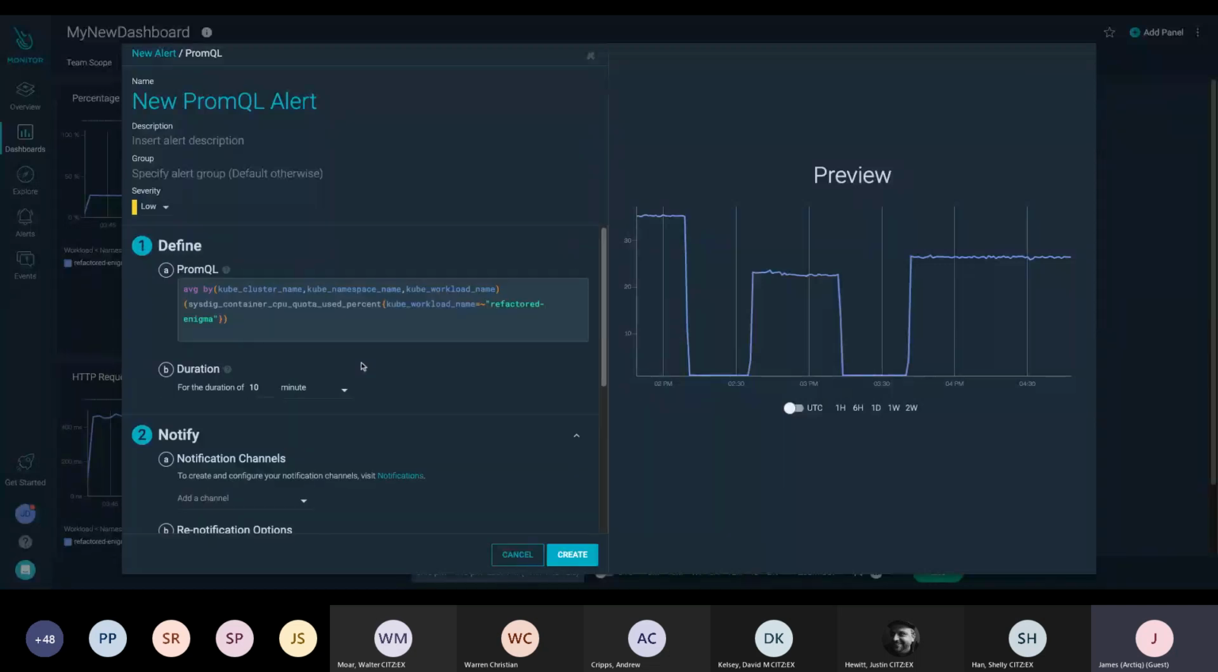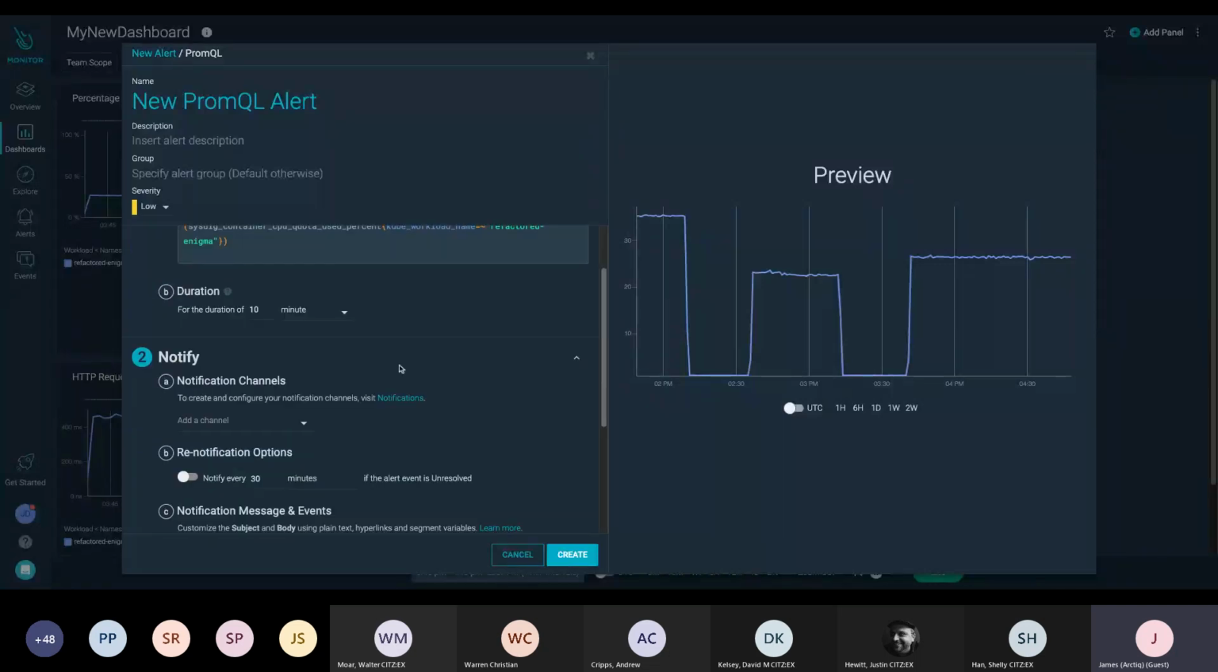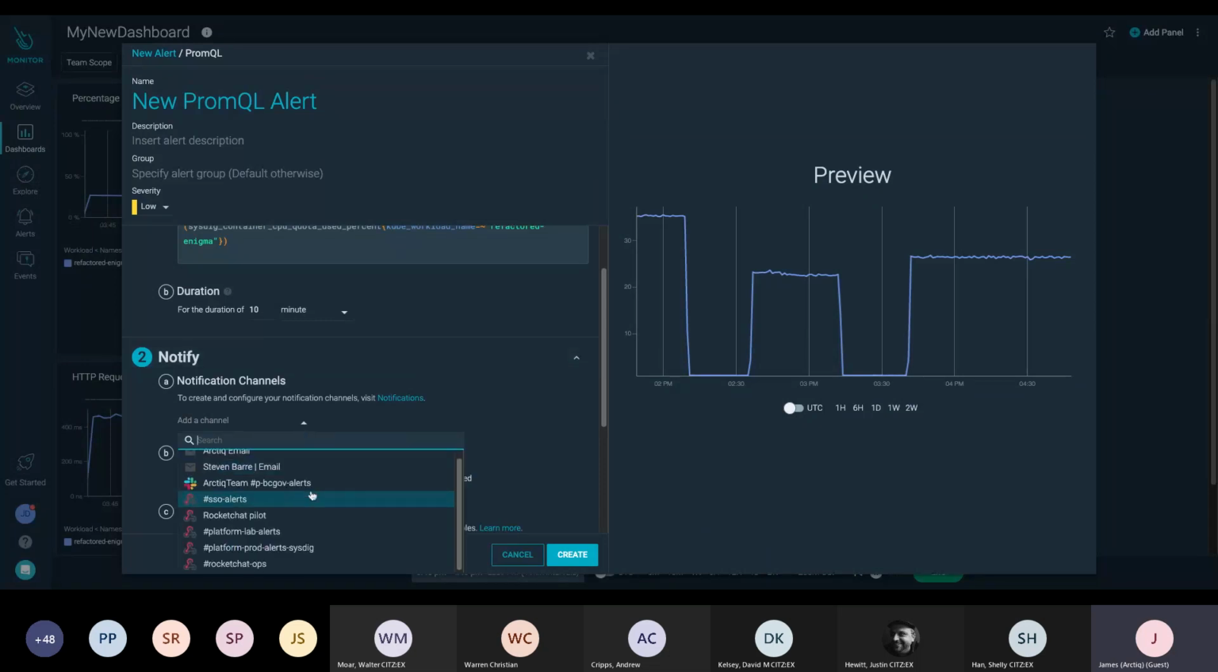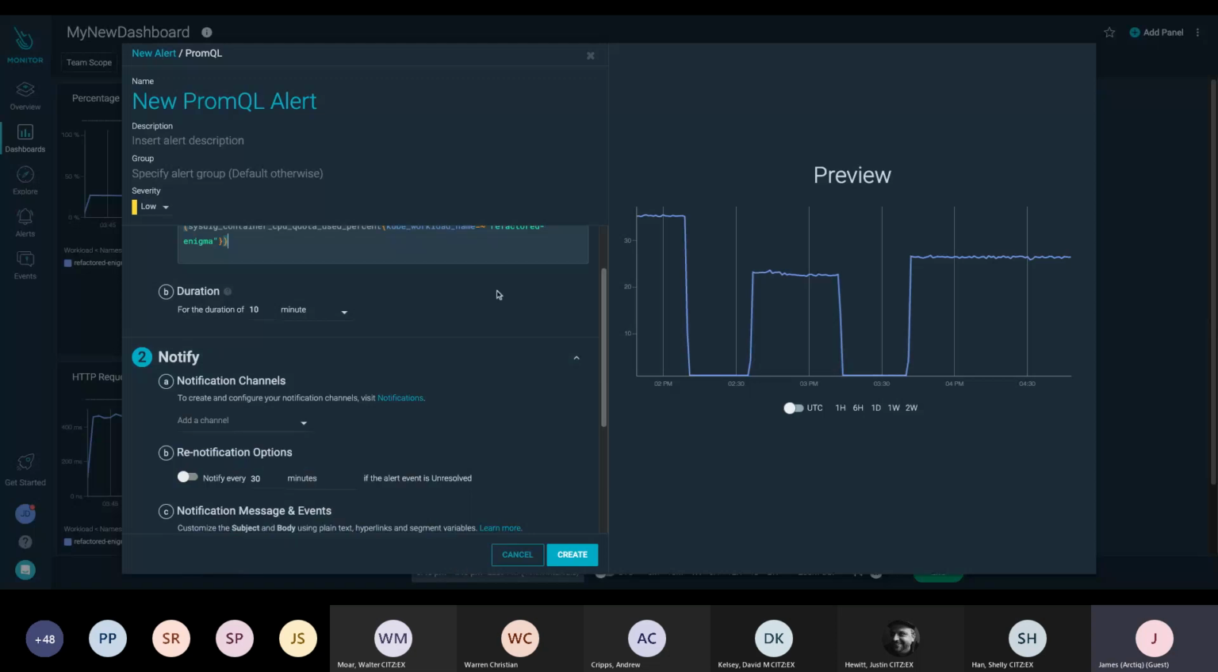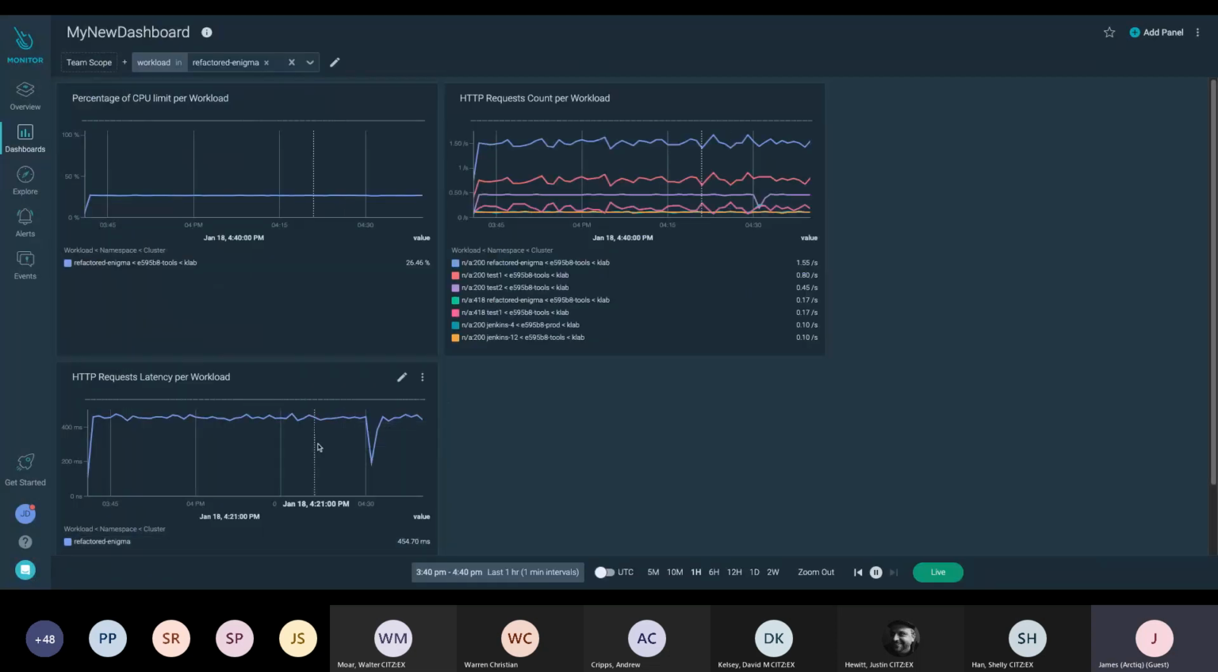I would recommend not setting a notifier until you've let the alert sit for a while and you have some historical data. I think here they have, yeah, you can send Rocket Chat messages to channels and that sort of thing. But again, I'd wait until you've had some data to look at before you put those in there.